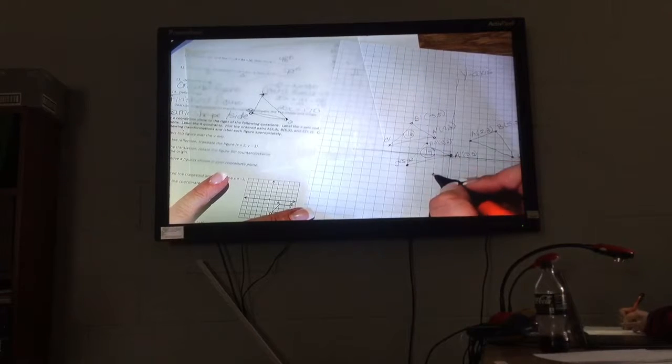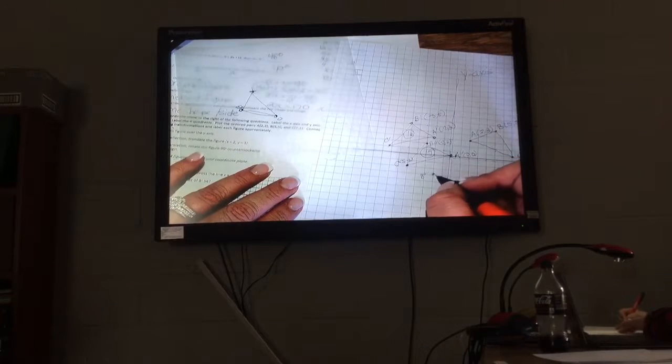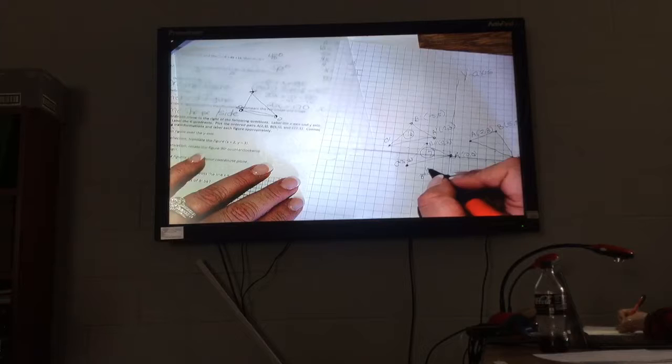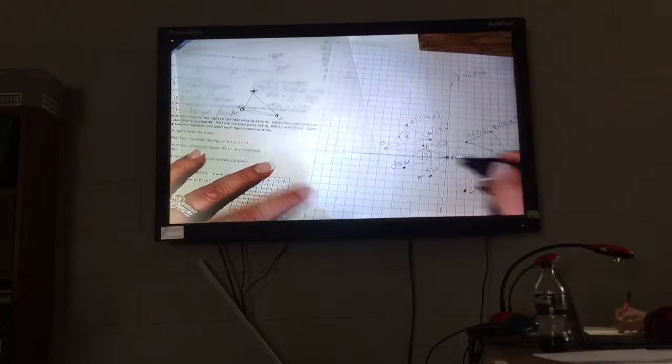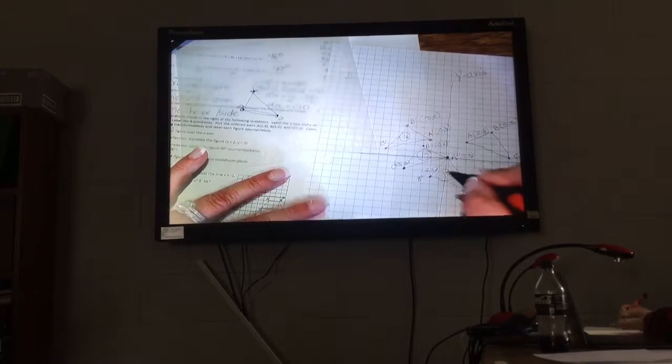And B is B 4 primes or 3 primes. I think it was 3 primes, sorry. And it is -2, +3. And so that would be my rotation. That's number 18.